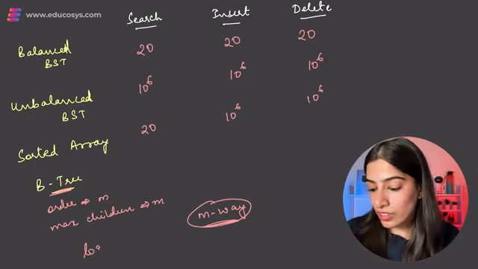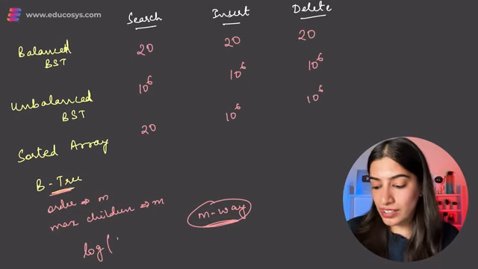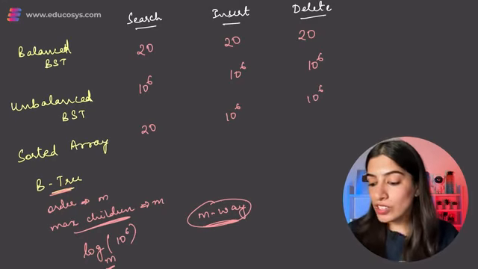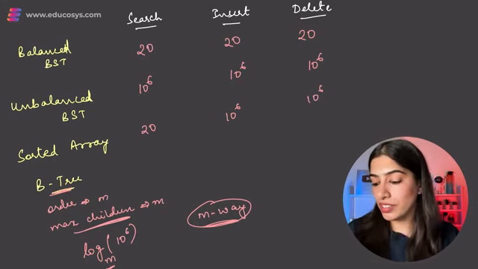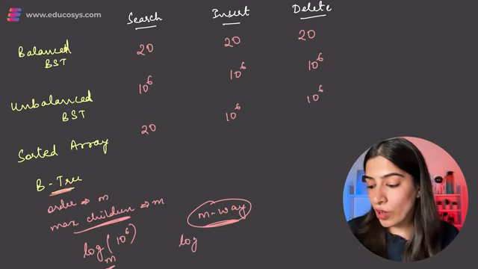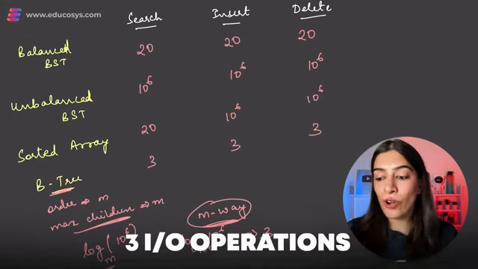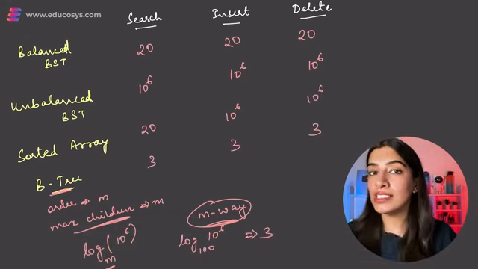Log of whatever n, so in our case 10 power 6 base m. So m is what? The maximum children that every node can have. So suppose we consider a BTree with maximum children 100. Then in that case it would become log of 10 power 6 base 100, which would become equal to 3. So we would essentially need just 3 IO operations for all search, insertion as well as deletion.